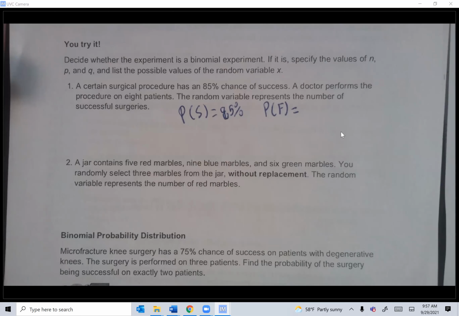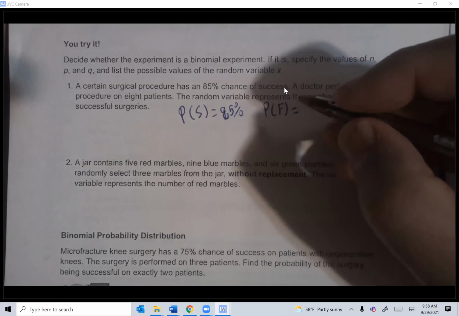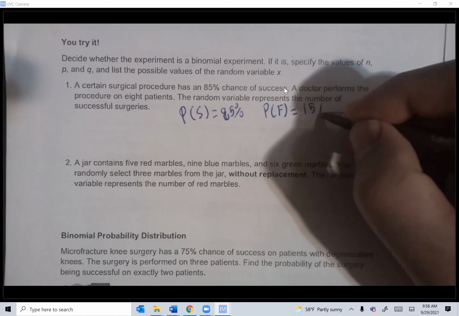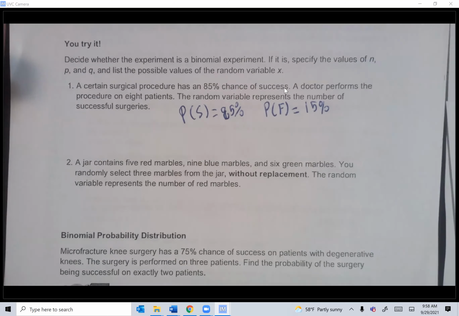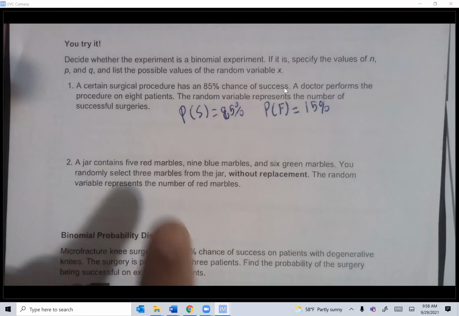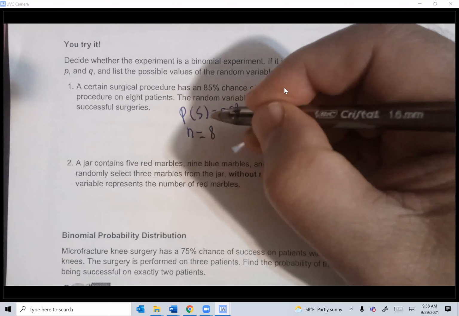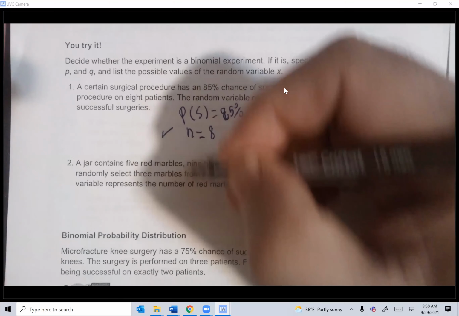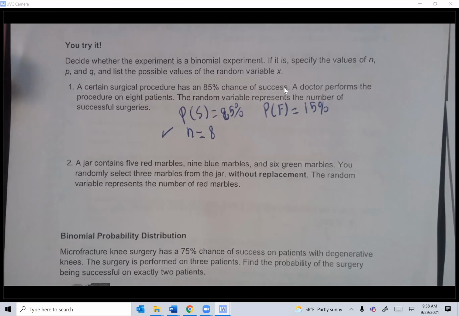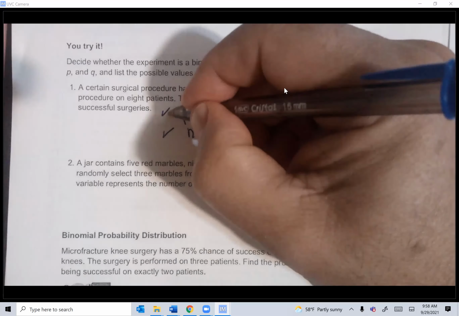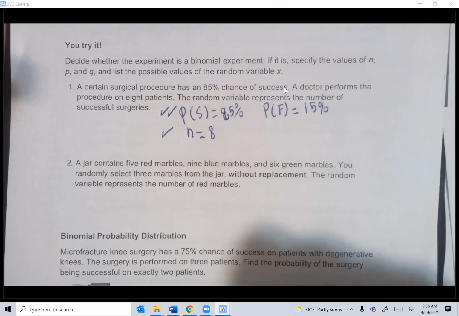Can a student mention that? We can put it in the chat. 15%, yes, I agree. Okay. A doctor performed the procedures on 8 patients. So the number of trials is 8. That's condition number 1. We do it 8 times. That's condition number 2. There is a probability of success and there is a probability of failure.